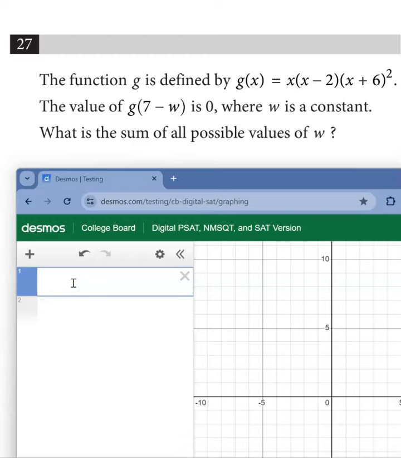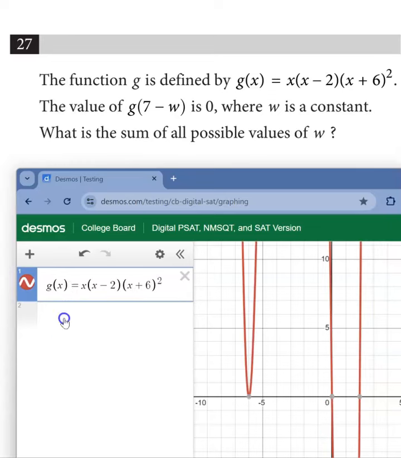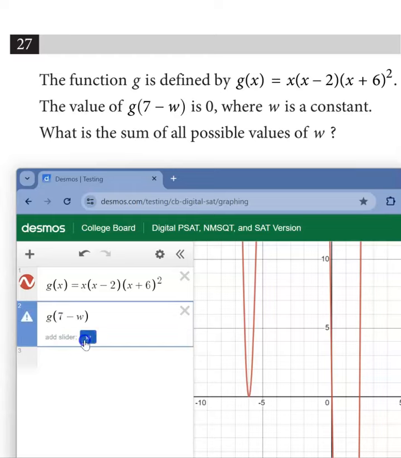So first thing we're going to do is type in the function g of x. Next, we're going to type in g of 7 minus w. Click W to add slider.